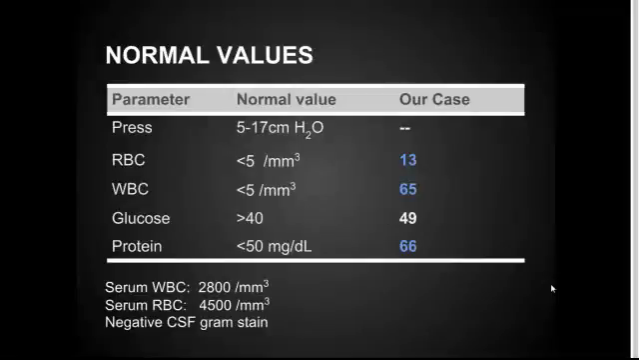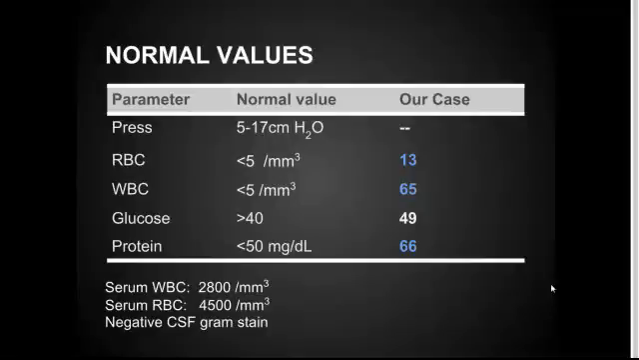So I wanted to put the values from our case. So you can see she did have a traumatic tap. She had 13 red blood cells and 65 white blood cells. Her glucose was normal at 49, and her protein was high at 66. And I do want to just mention her white blood count for her serum was 2,800. Red blood cells was 4.5, and she had a negative gram stain on the CSF.